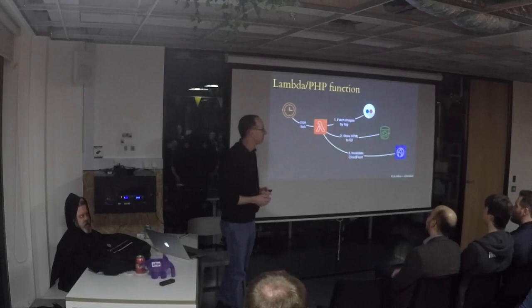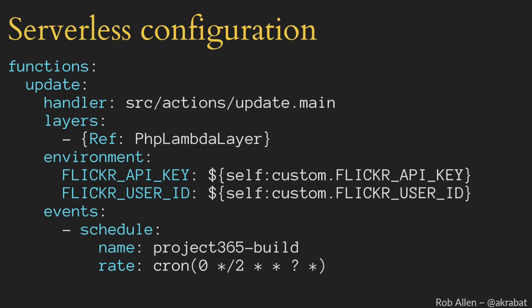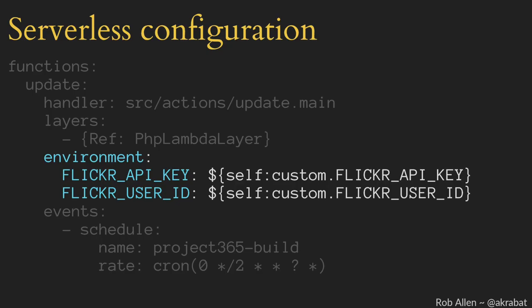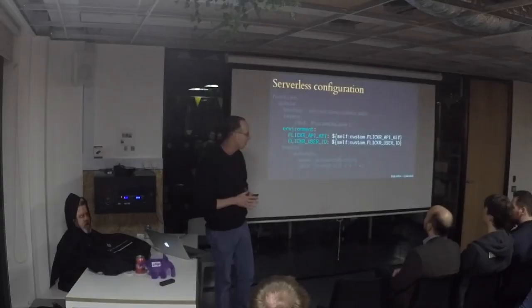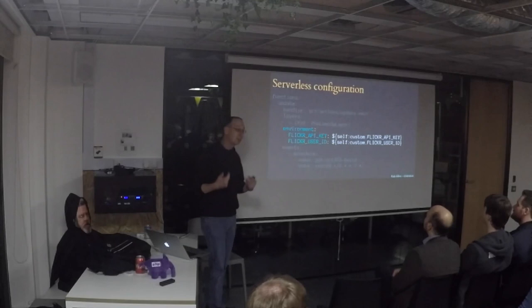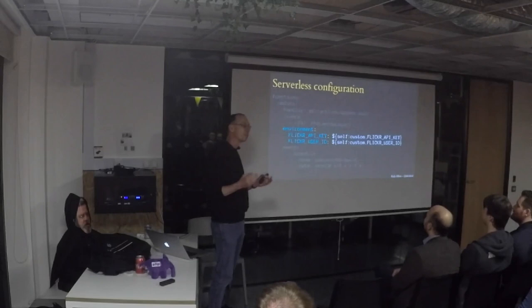So that's all this function has to do. And it looks, oh, a bit of serverless configuration first to do that. Function name is update. There's my handler, update.php, and I call it by function name main. I've also got a layer. I need some environment variables this time, because I need my Flickr API key, and I need to know which user I'm going to pull the 2019 pictures from. And obviously I want my pictures and not your pictures. That would be silly. Environment variables are the way we handle that.